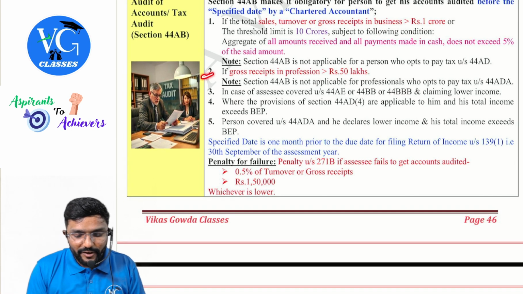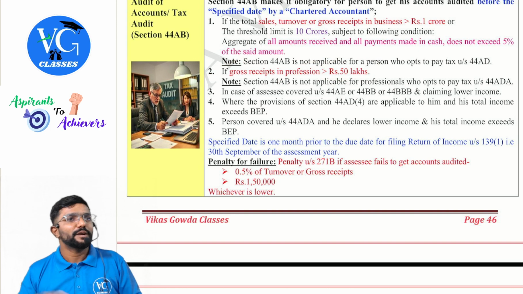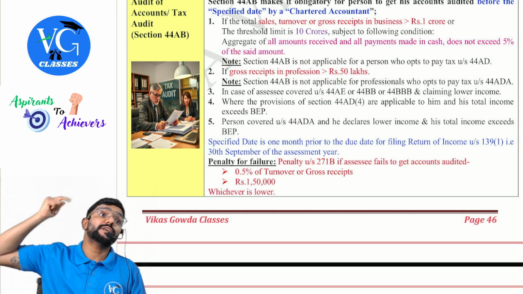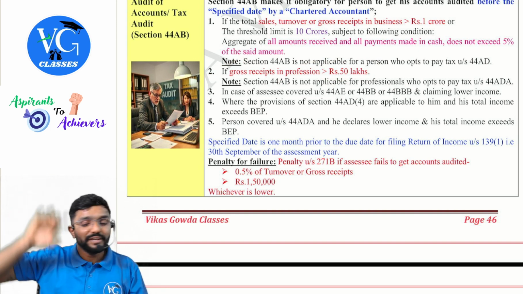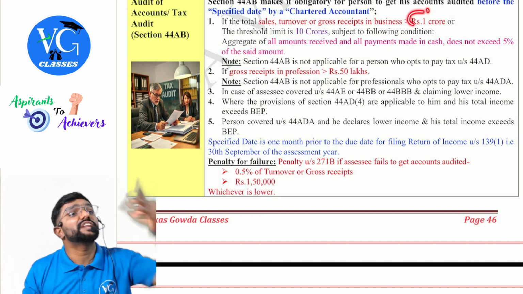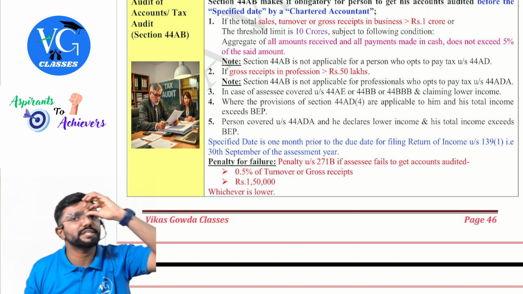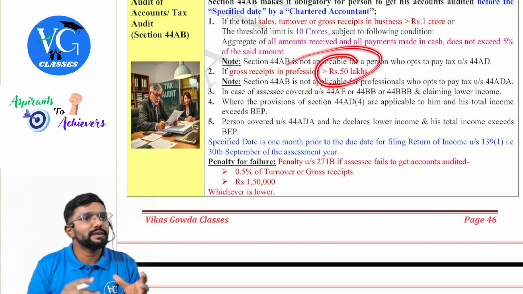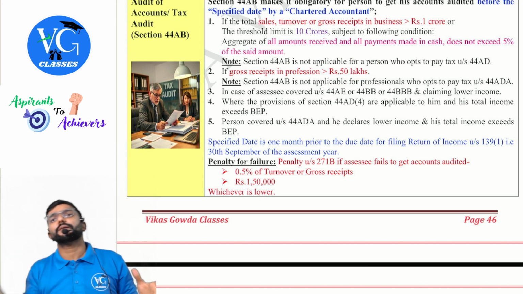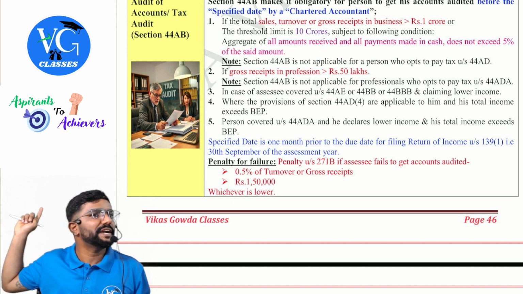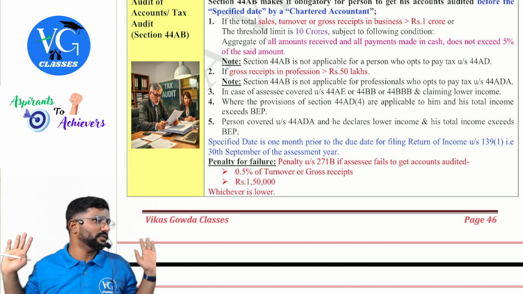Same way here. For profession they have said 50 lakh, but 44AD gave the benefit up to 75 lakh. Clear? Even 44AD also gave a benefit of 3 crore, subject to some conditions. Yes, sir. Now assume my gross receipt is more than 50 but up to 75 lakh. I am following 44ADA. Should I get it audited here? No.